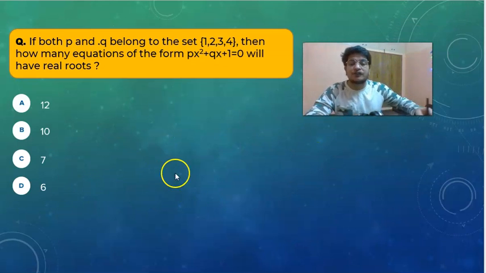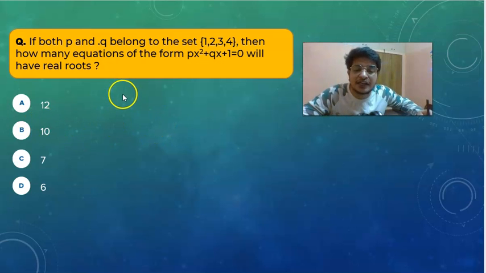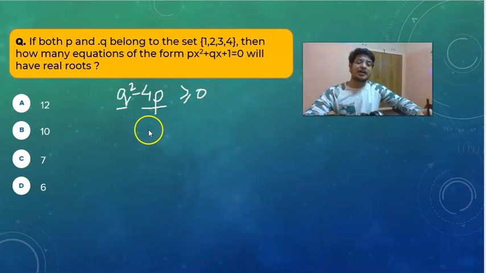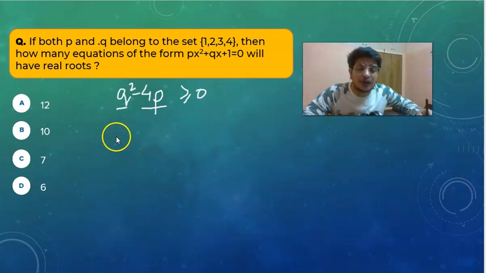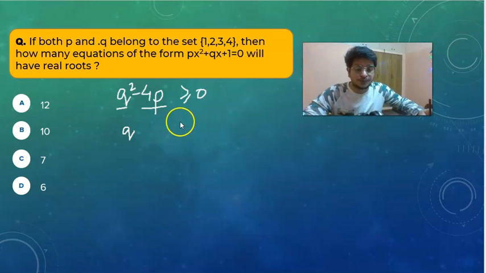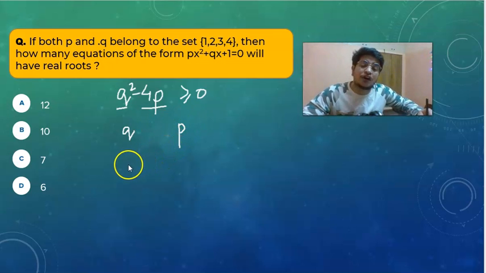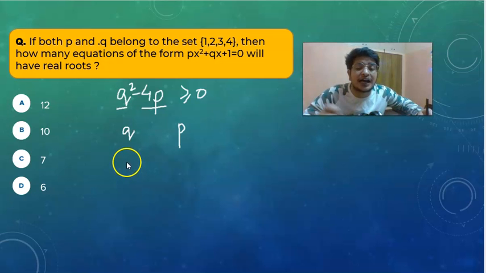Now let's go with the question. Here it is given that q square minus 4p. Why am I writing this one? Because b square minus 4ac can be written as q square minus 4p is greater than or equal to 0. Now I will make a chart. Here I will write q, now I will write p. First thing first, what will be the value of q that I can write here?